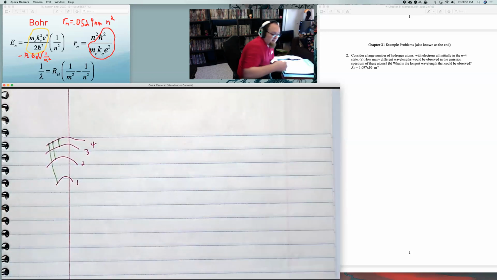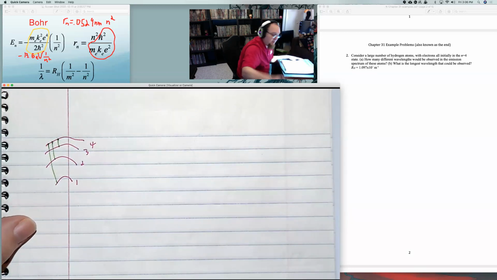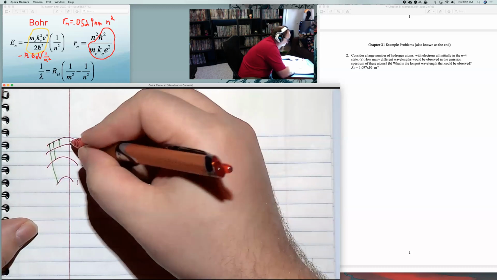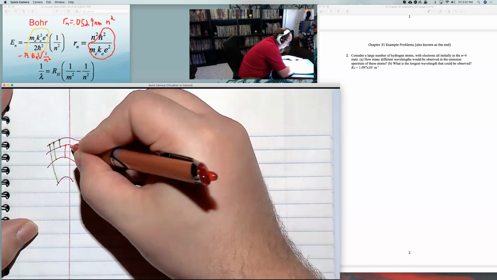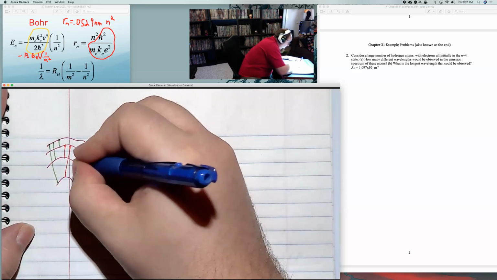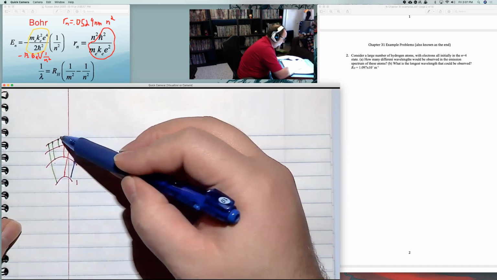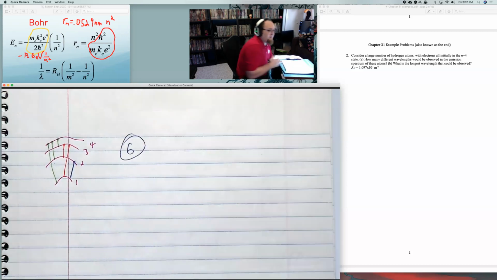But here's the thing. If electrons relax from 4 to 3, that means they're in 3. They can then go from 3 to 2 and from 3 to 1. And if they relax from 4 to 2, they can then go from 2 to 1. So you have 1, 2, 3, 4, 5, 6 different possible wavelengths. If you look at the atomic spectrum, 6 lines will be in it.